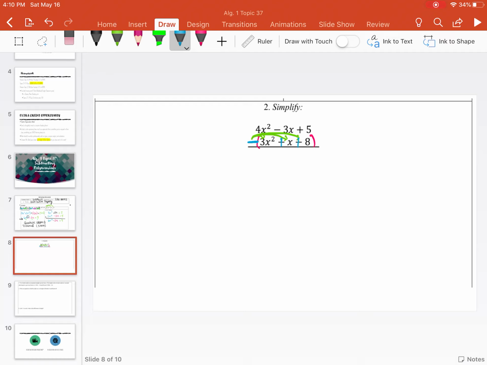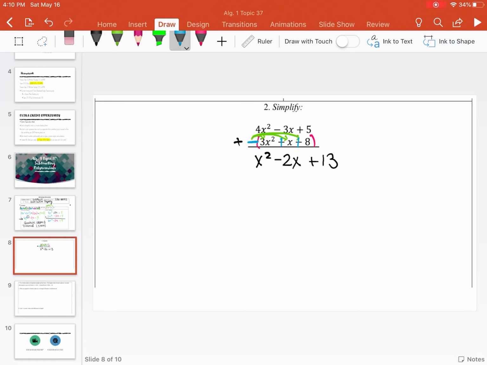Now we can go through and combine our like terms. 4x squared plus a negative 3x squared gets us x squared. Negative 3x plus a positive x gets us negative 2x. And 5 plus a positive 8 gives us 13. And that's it. Now again, let's practice classifying this polynomial.